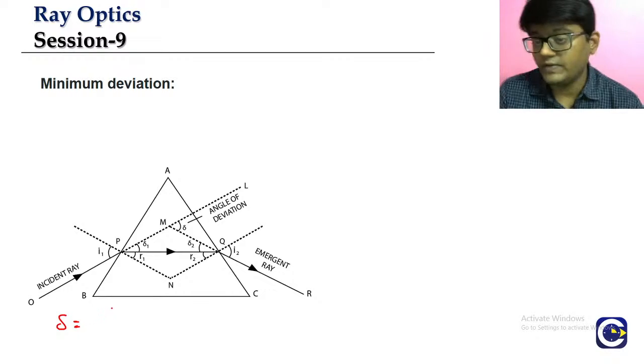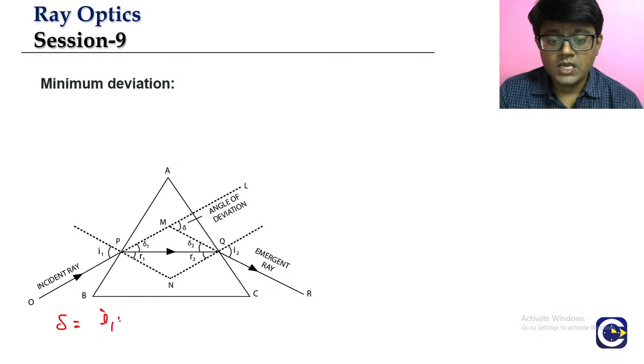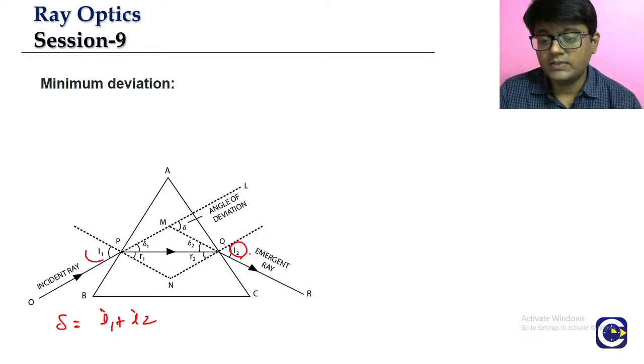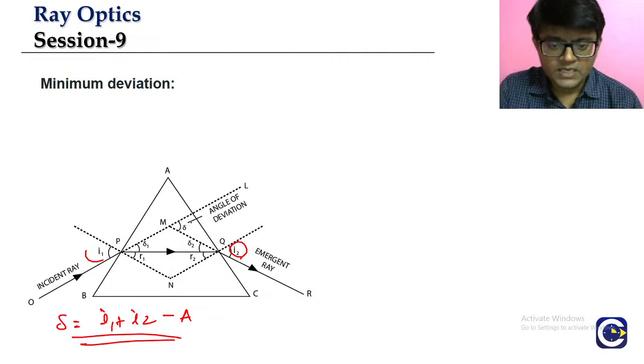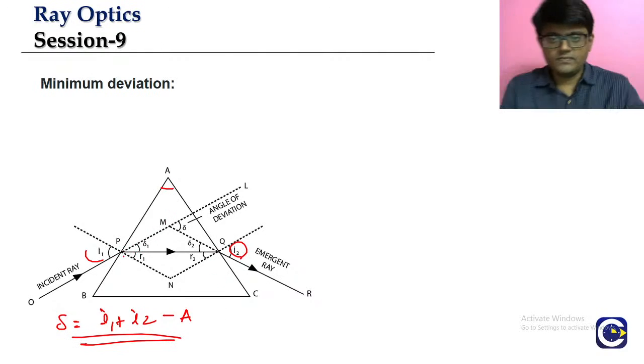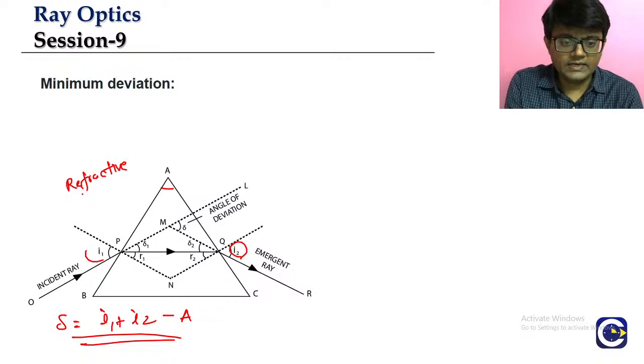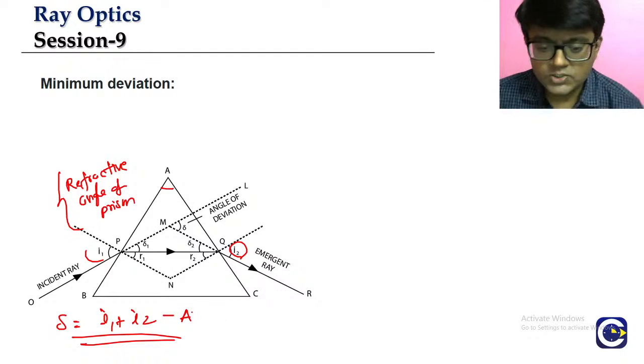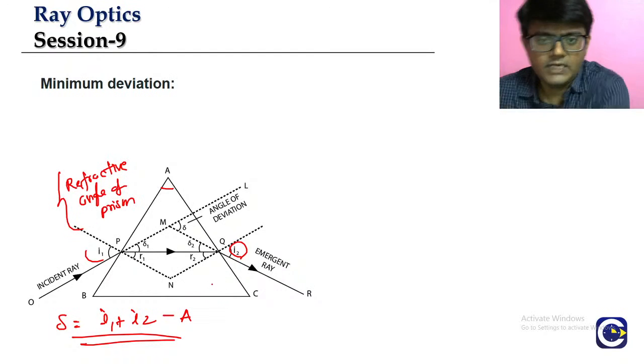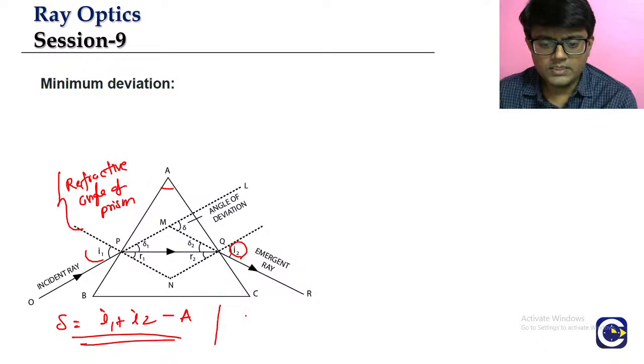So what is this angle of deviation? Delta will be equal to I1 plus I2 minus A. I1 is the angle of incidence, I2 is the angle of emergence. A is the angle of the prism, which is also called the refracting angle of the prism. So this is the deviation formula that we derived in the last session.